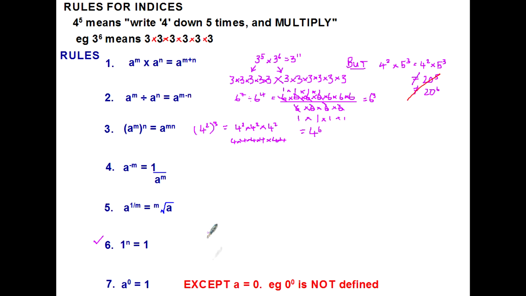Okay, I'm going to skip down to rule 7. But first of all, I'll just write in number 6. Any number of 1s multiplied together is equal to 1. Because 1 times 1 is 1, times another 1 is 1, times another 1 is 1, and so on. All times 1 is always going to be 1. So it doesn't matter how many 1s we've got multiplied together, the answer is always going to be 1.